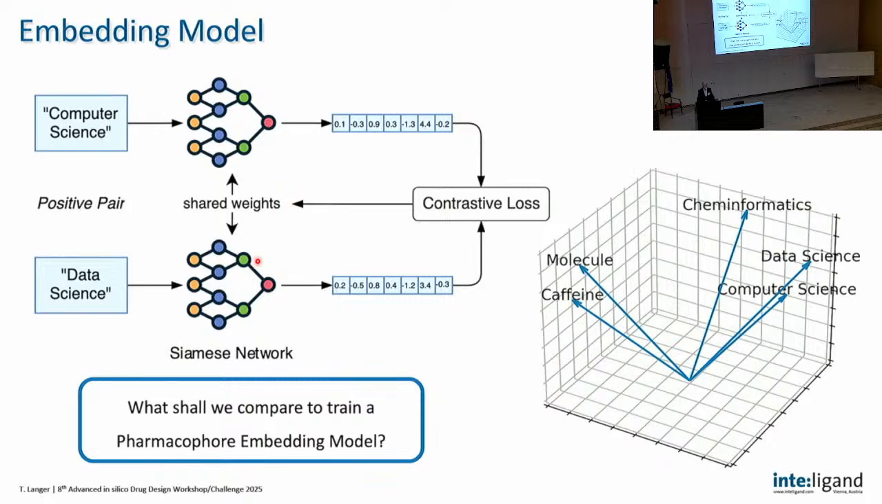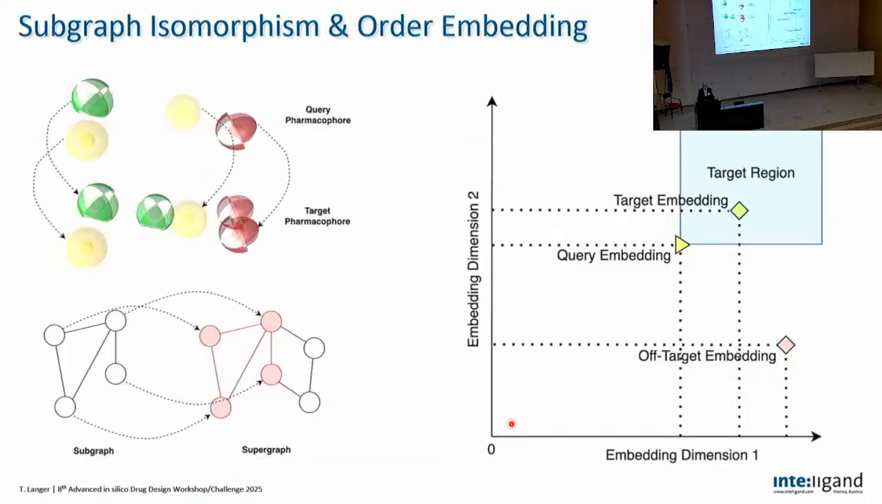So the question is, how can we use this? What shall we compare to train a pharmacophore embedding model? And the idea here is then to use, again, subgraphs and supergraphs and use the subgraph isomorphism for order embedding. So we have a target pharmacophore here. We have a query pharmacophore. And we can look at what is the supergraph of a subgraph here.